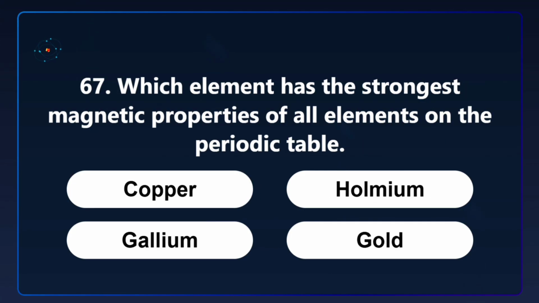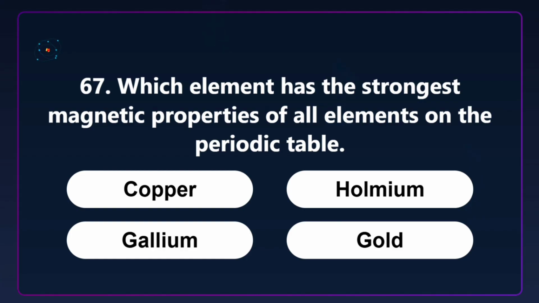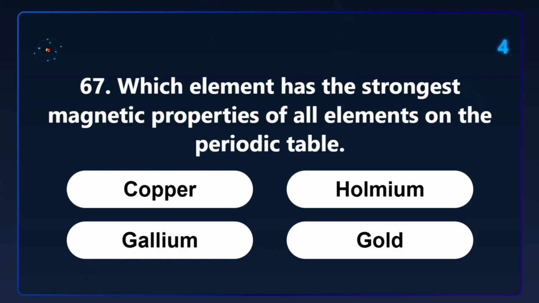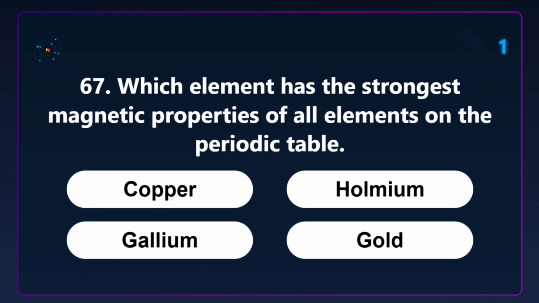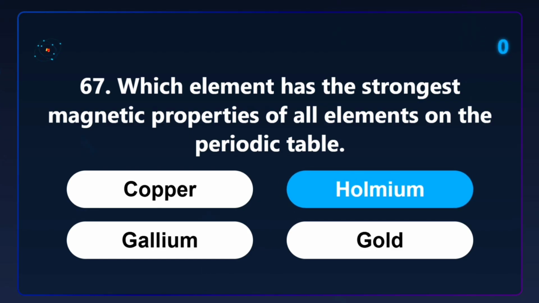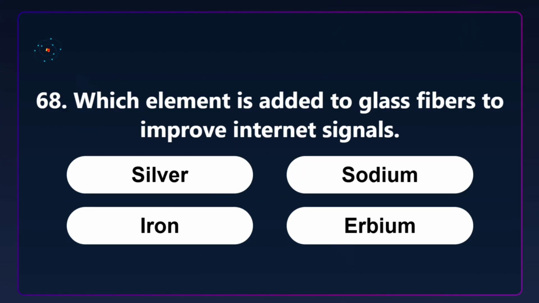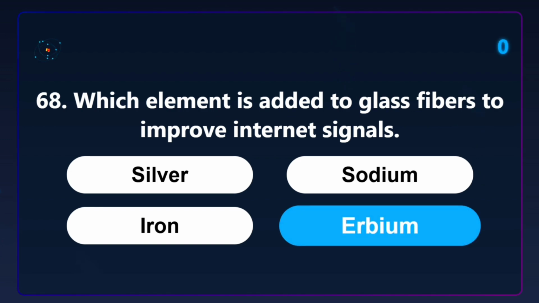Which element has the strongest magnetic properties of all elements on the periodic table? The answer is holmium. Question 68. Which element is added to glass fibers to improve internet signals? The answer is erbium.